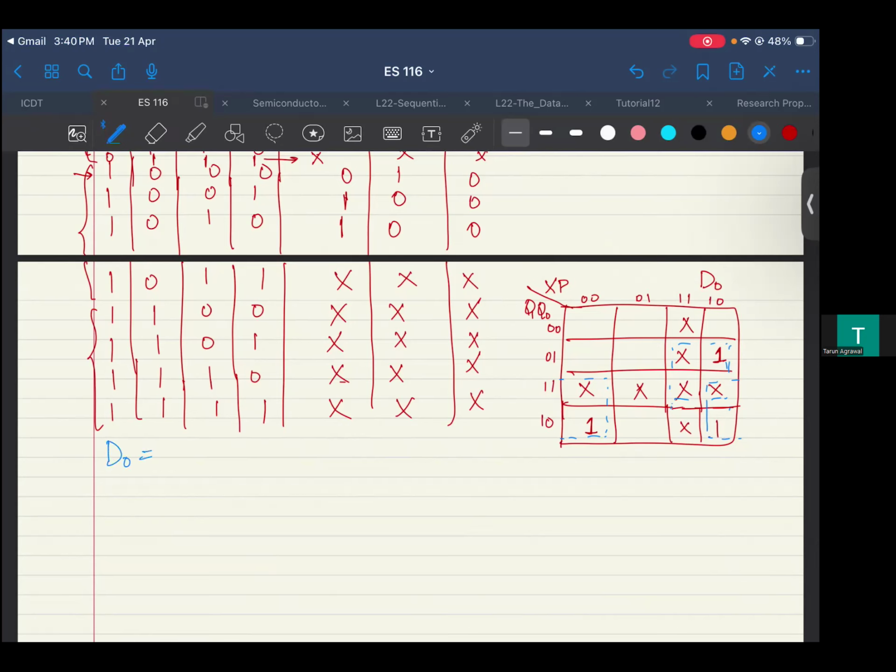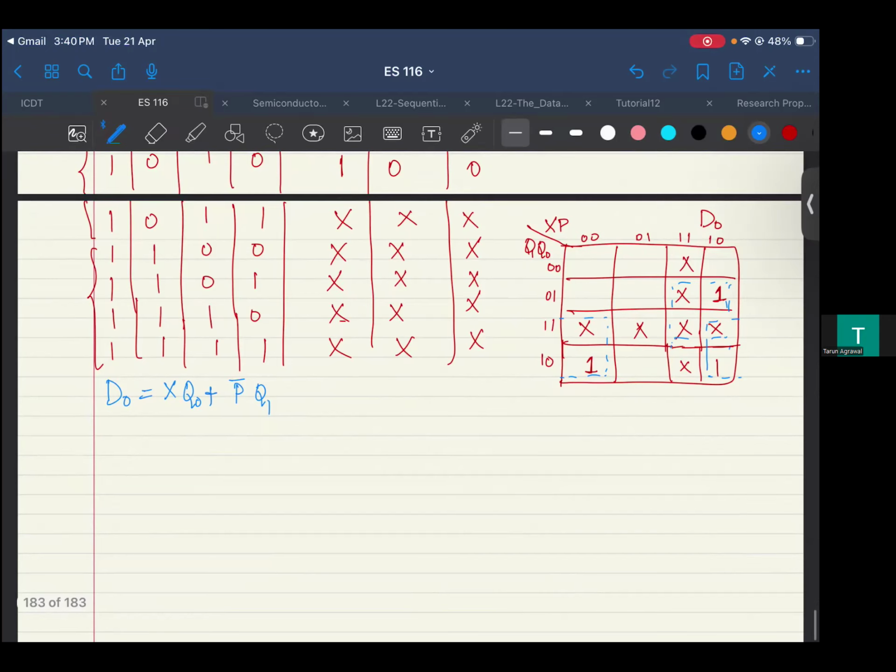So D0, this quad, we see what is not changing, which is your X, right? And so X from here, and what is not changing between these two is Q0. So X Q0 plus, and here what is not changing in these two is 0. So 0 means P bar, right? And in these two, what is not changing is your Q1. Right? So this is your D0.